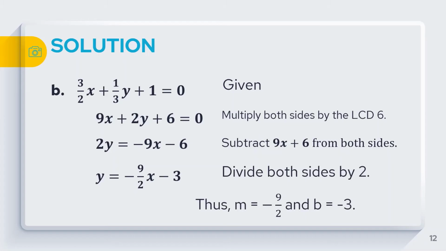Divide both sides by 2. We do this to make sure that there is no numerical coefficient of y, and the rest again will be on the right side. So once we divide it, 2y divided by 2 is equal to y, and then -9/2 x, and -6 divided by 2 is equal to -3. So our equation now in y = mx + b form is y = -9/2 x - 3. Thus, our m is -9/2 and our b is -3.